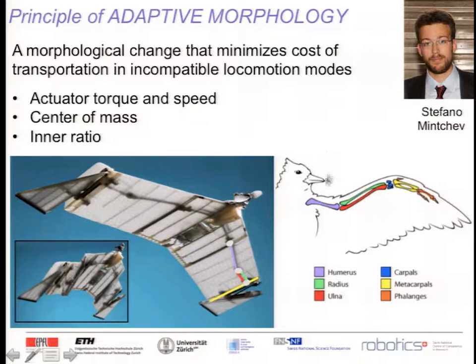Now, animals like the bat that I've shown you before, but also birds, have articulations on the wings that allow them to maximize the benefit of these 3 parameters depending on what they are doing, whether they are walking, or grasping things, or flying. And what we came up with, and I will be very short here, is a new prototype of a robot that is capable of folding its wings so that it minimizes the cost of transportation in the 2 locomotion modes.